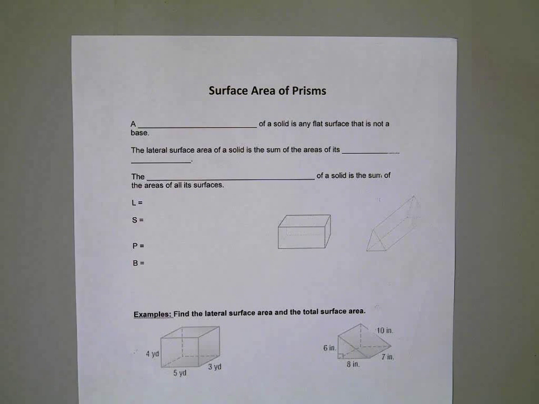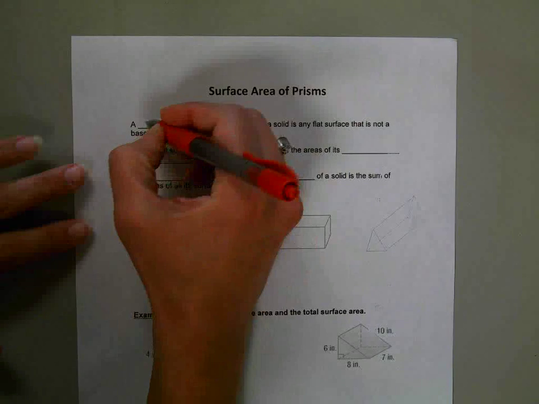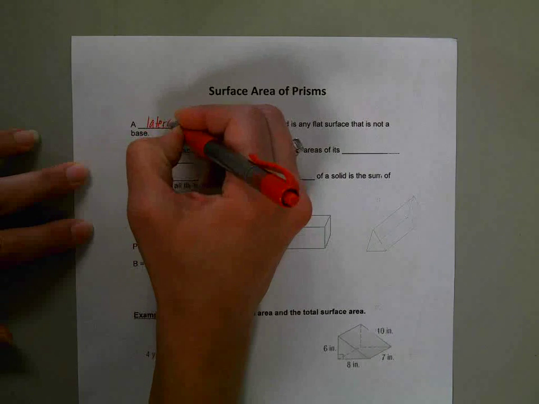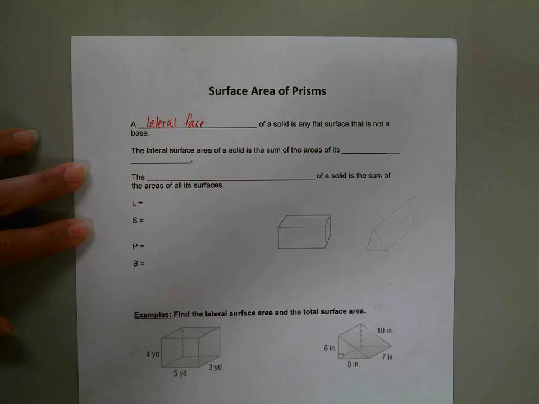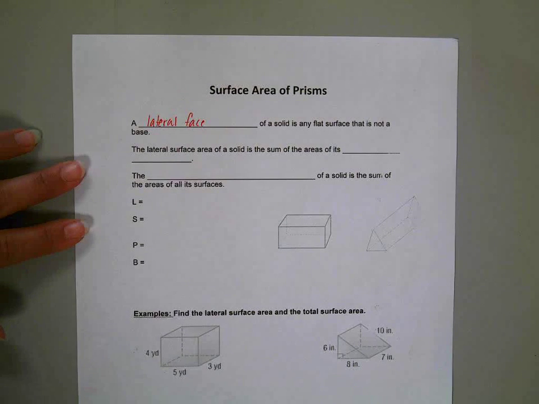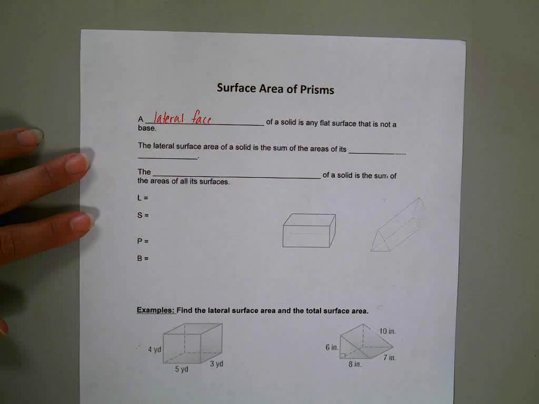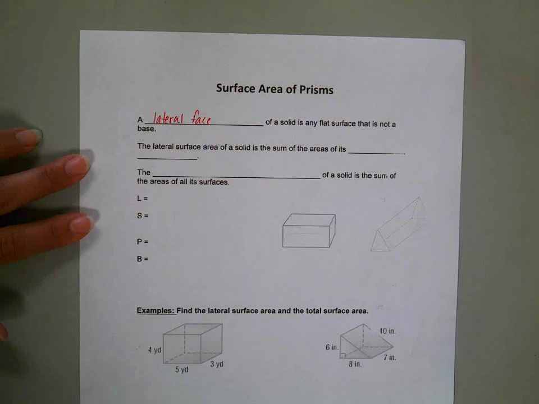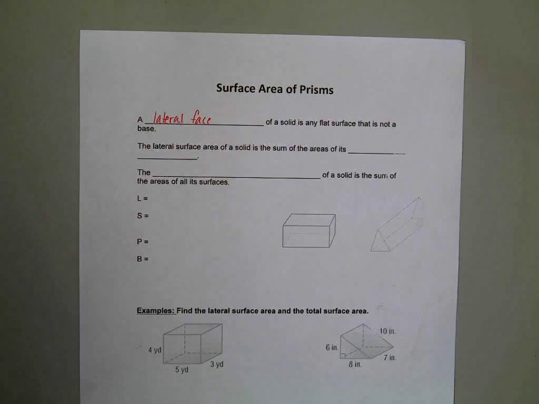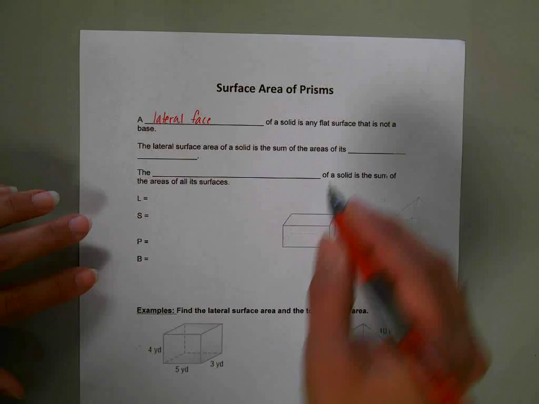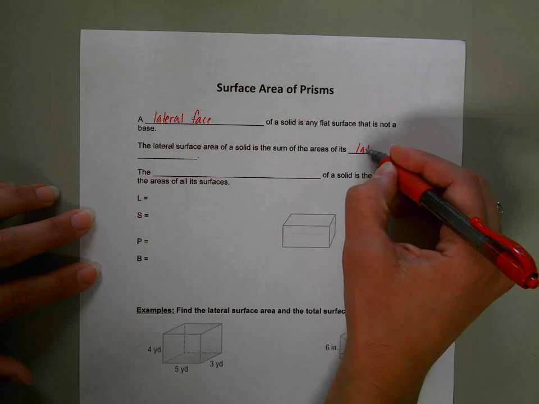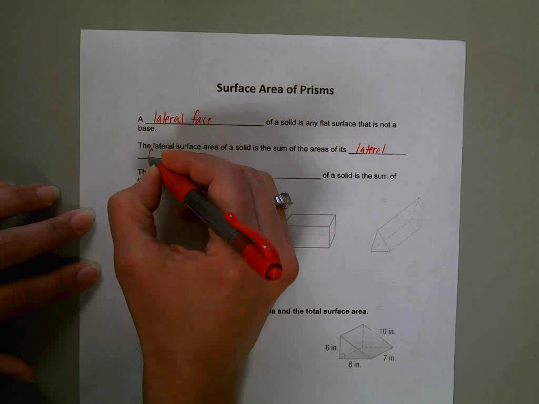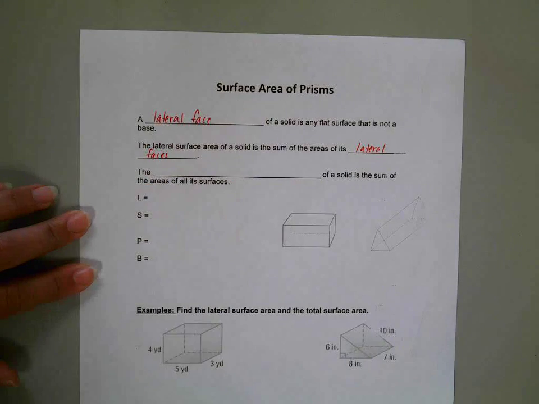Today we're talking about the surface area of prisms. We're going to be looking at rectangular prisms and triangular prisms. So a lateral face of a solid is any flat surface that is not a base. The lateral surface area of a solid is the sum of the areas of its lateral faces. And I'll show you what these look like in just a second.